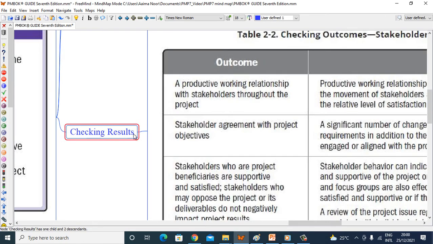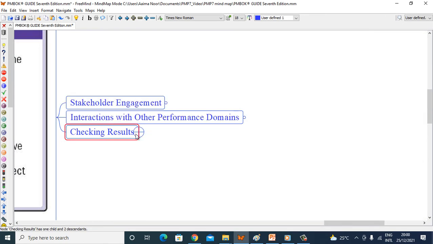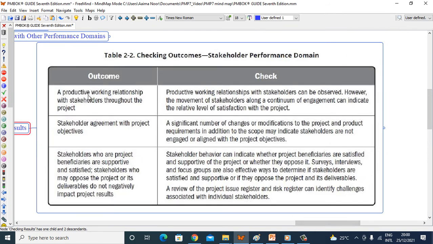Now let's go to checking results. Outcome and check. Outcome: productive working relationship with the stakeholders throughout the project. Check: a productive working relationship with the stakeholders can be observed. However, the movement of stakeholders along a continuum of engagement can indicate the relative level of satisfaction with the project.